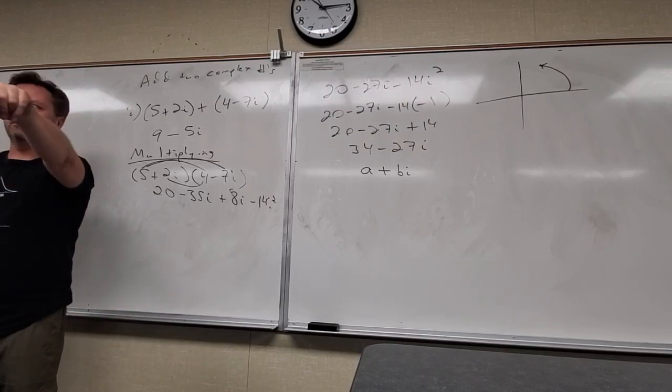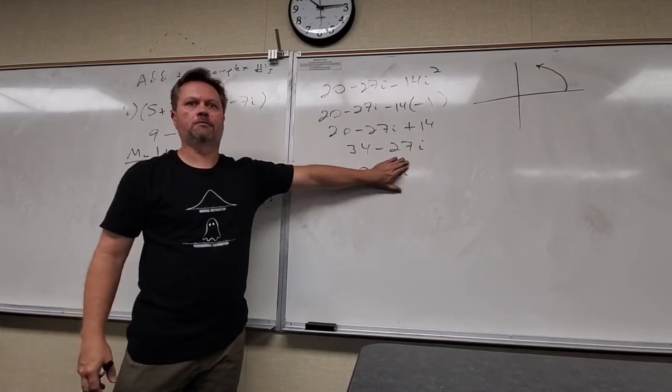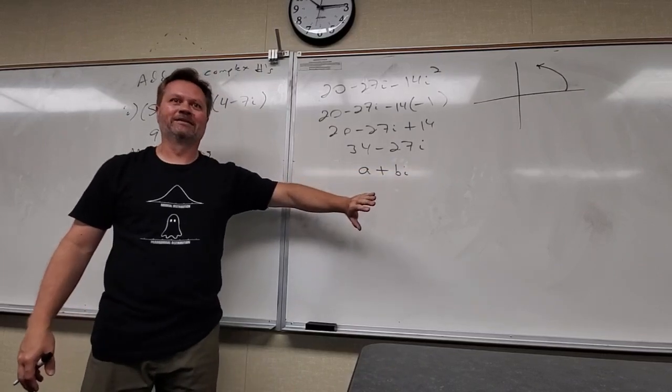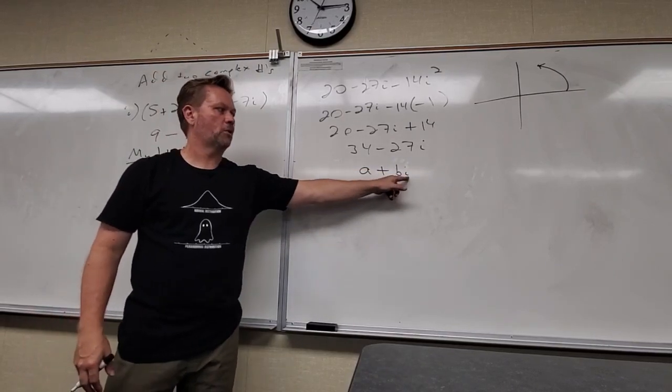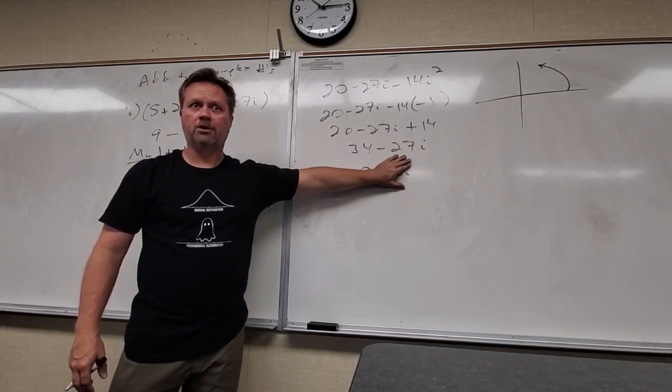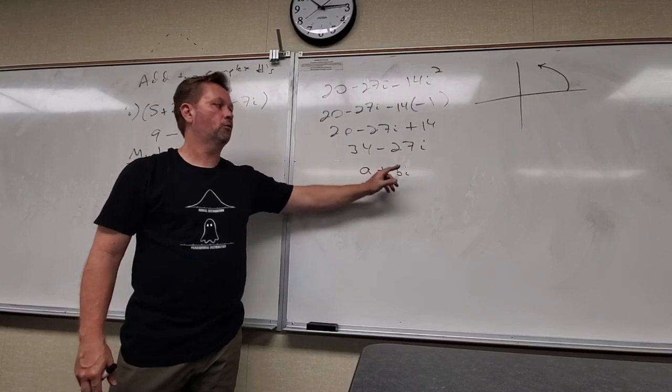Every number you've ever seen before today had b equal to 0, correct? Have you ever seen the number 11 before? Wouldn't that be 11 plus 0i? Are you with me? So every number you've ever seen is a complex number where b was 0.